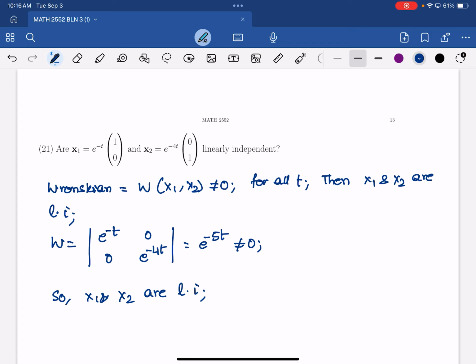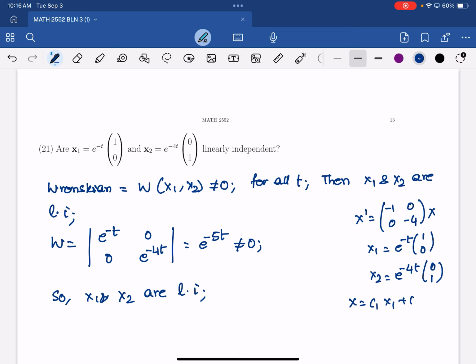I had a homogeneous system of equations. So what did I say? X prime, what do we have so far? Negative 1, 0, 0, negative 4 times x. My solution, one of them is e to the negative t times 1, 0. My other solution is e to the negative 4t times 0, 1. And my general solution is c1 x1 plus c2 x2.